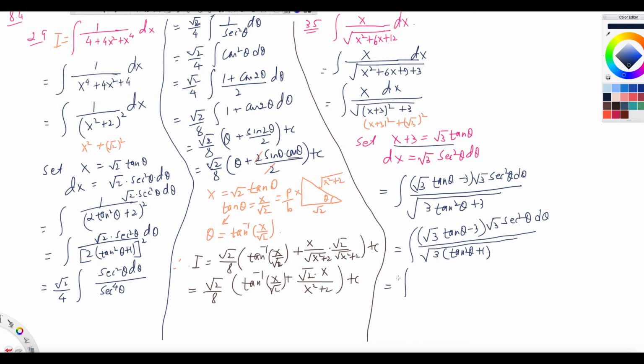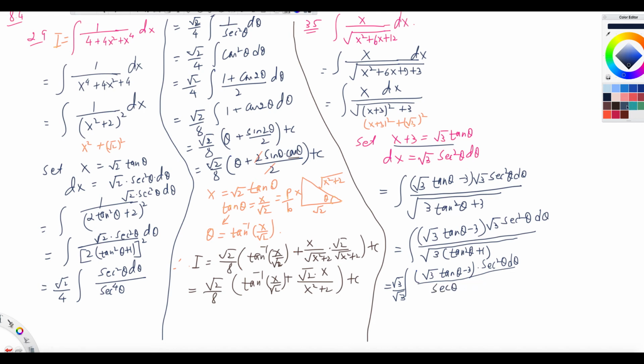You get root 3, and then integral of root 3 tangent theta minus 3, right? And then times secant square theta d theta. You see that? You can take root 3 out from the denominator. What is left is tangent square theta plus 1. What is that? That is secant square theta, right? But root under secant square theta is just secant theta.